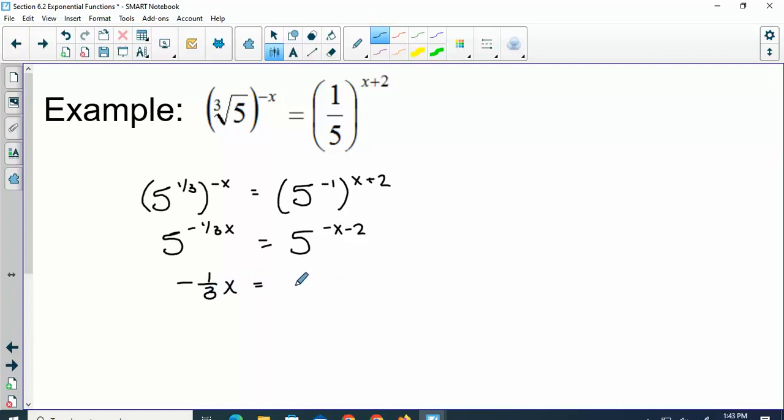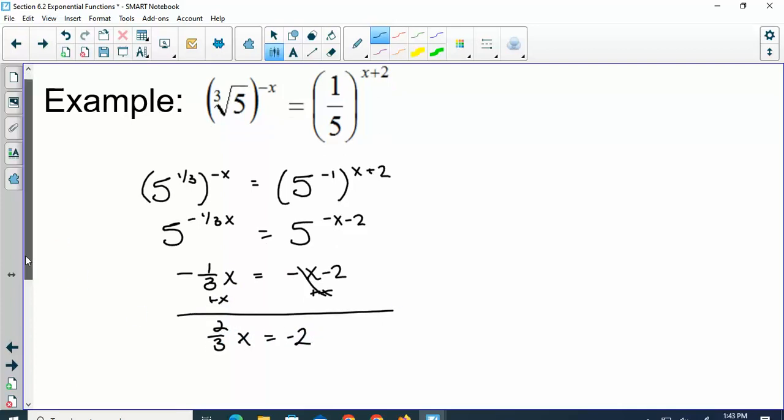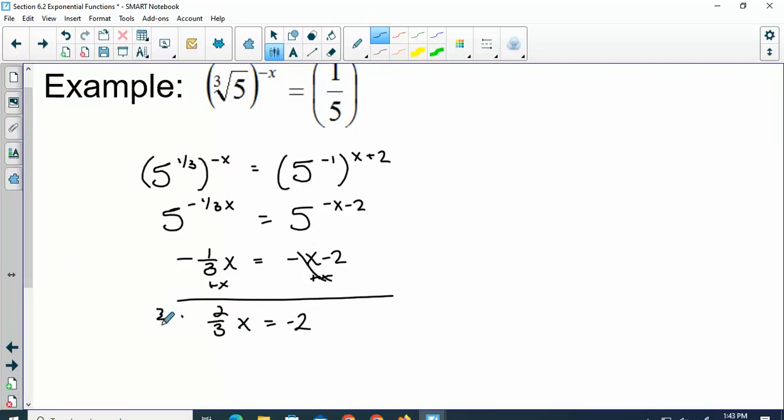We set the exponents equal. Add over our x, so negative 1/3 plus 1 would be 2/3 x equals negative 2. Divide by 2/3 or multiply by 3/2. And we get negative 3. Alright, I'm going to put 2 problems up here that I want you guys to try.